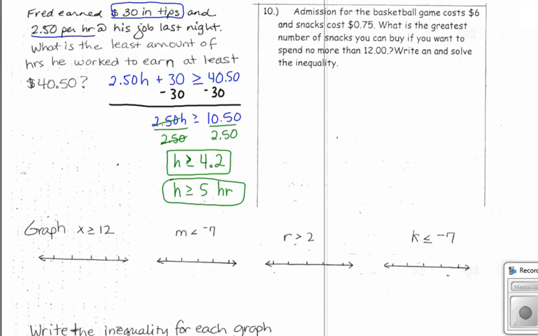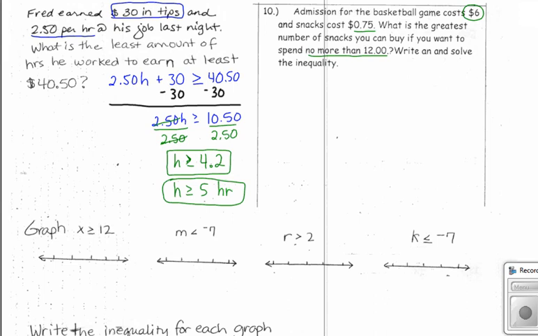Next, admission for the basketball game is $6. Snacks are 75 cents each. What is the greatest number of snacks you can buy if you want to spend no more than $12? Write and solve the inequality.